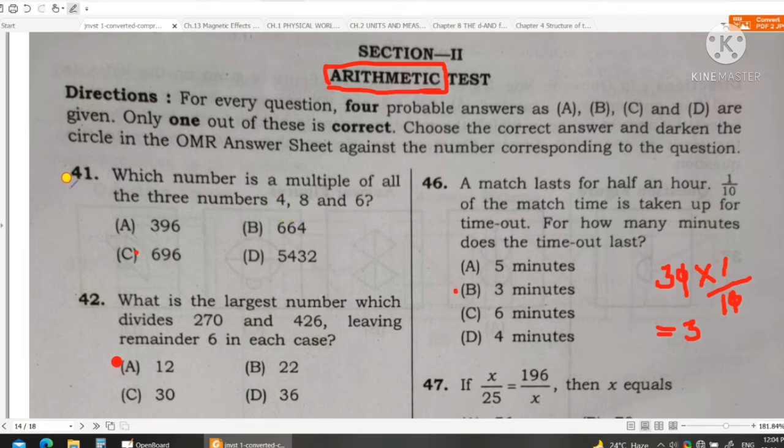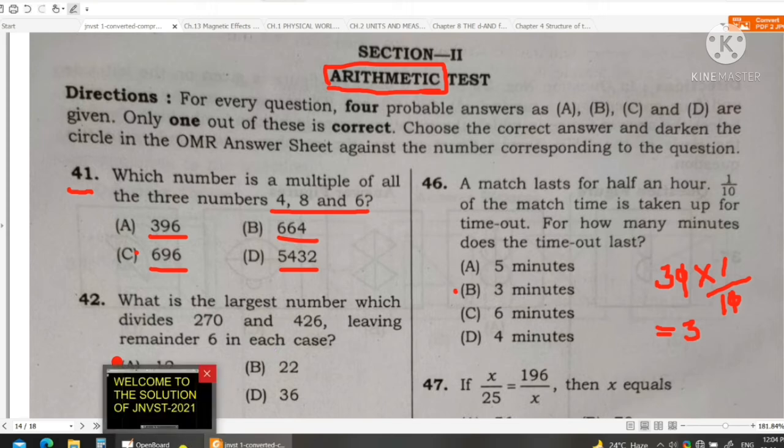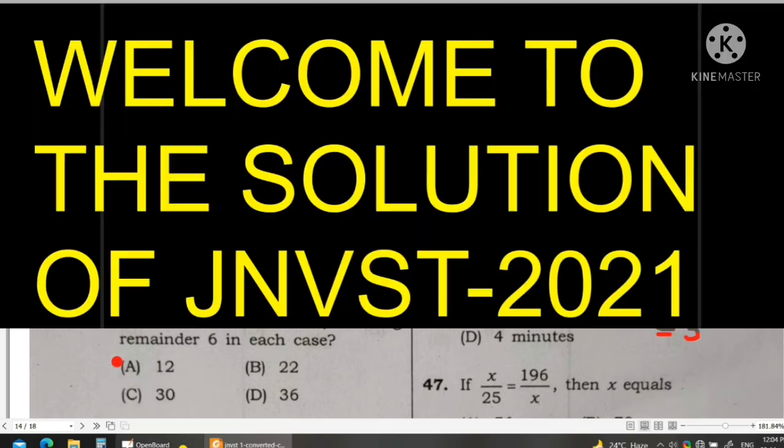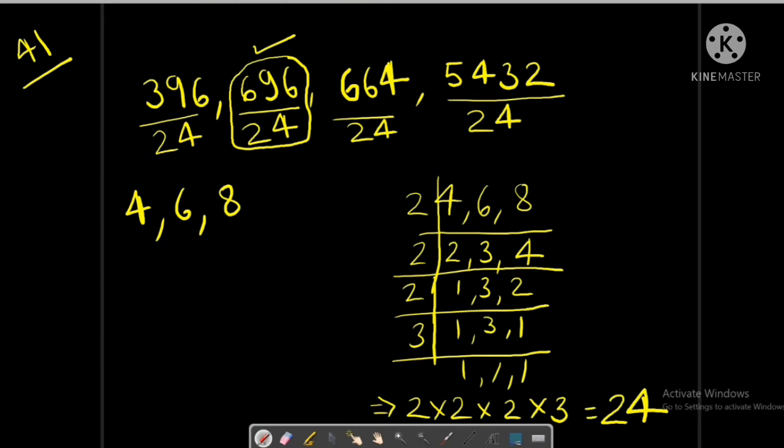First question, question number 41: which number is a multiple of all the three numbers 4, 8 and 6? यानी कि आपको यहाँ पे जो ये 4 नंबर्स गिवन हैं और इन 4 नंबर्स में से आपसे पूछा है कि कौन सा नंबर ऐसा है जो 4, 8 और 6 का मल्टीपल होता है. तो इसका जो आंसर है उसके लिए मैं आपको एक सॉल्यूशन बताता हूँ. You can see here the solution.